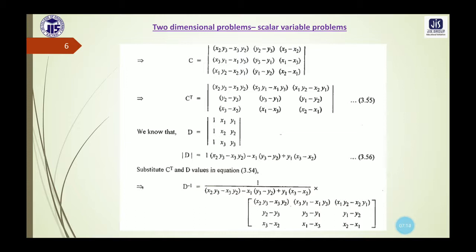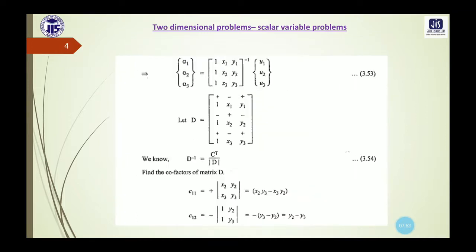So this is our equation number 3.55. Now the determinant of this matrix D equals equation number 3.56. So we have found the determinant of this matrix. Now we need to substitute the C transpose and D in equation 3.54.